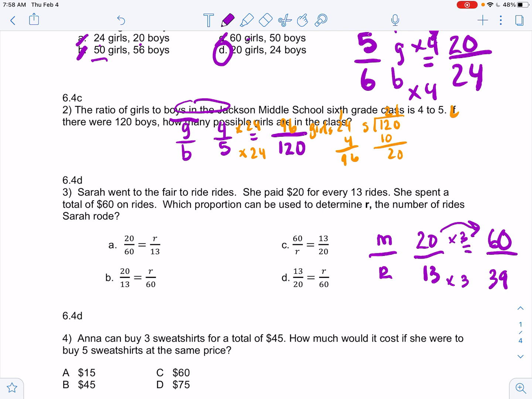So I see 60 to 13, that's money to rides. That's not going to work. That would be rides to money. Rides to money. Here now they switched it, they flipped it, which you could do that. You could do rides to money and then do 13 over 20 is equal to 60. And then when you solve this, you're still going to get 39 rides. It just needs to match up unit to unit, either being both as the numerator or both as the denominator.